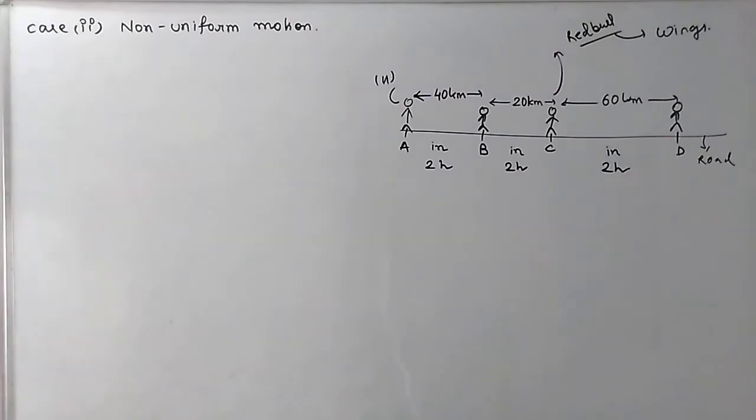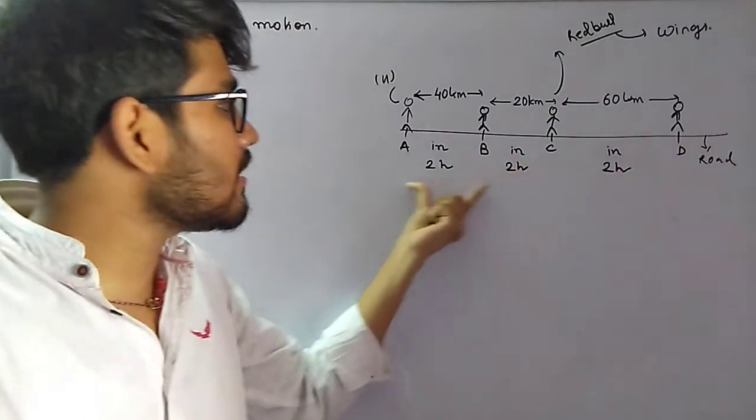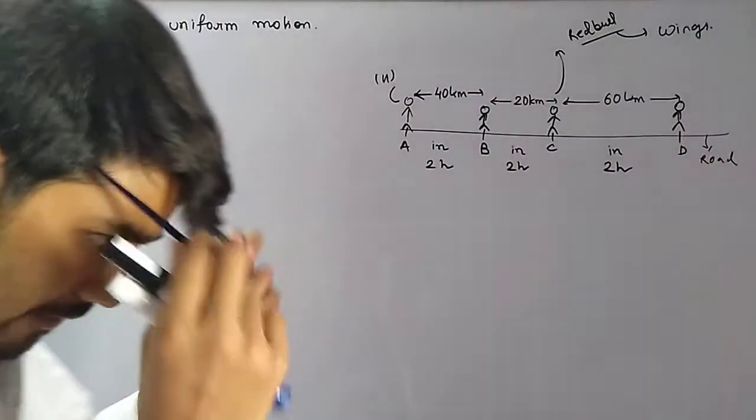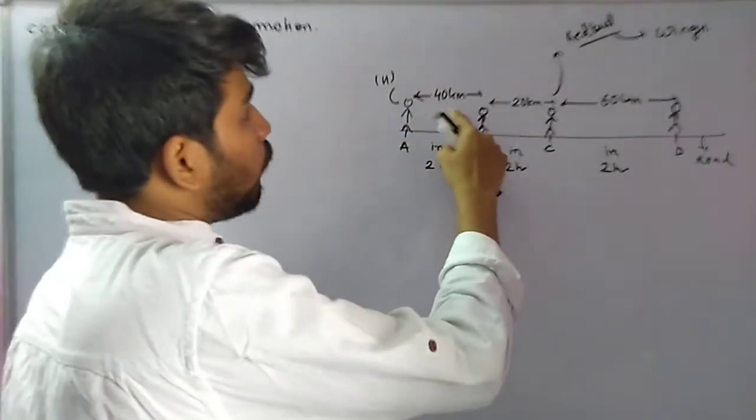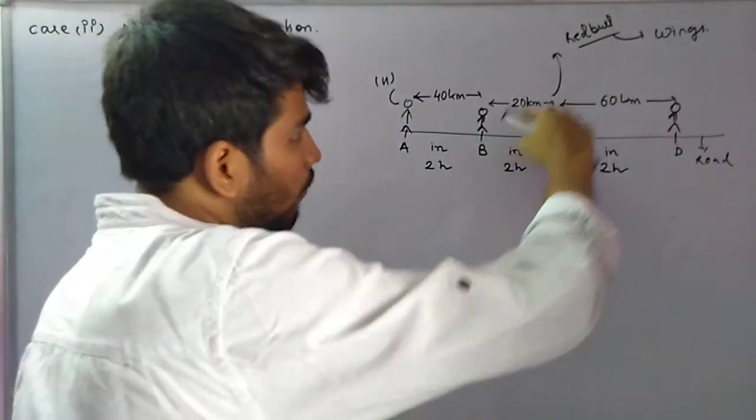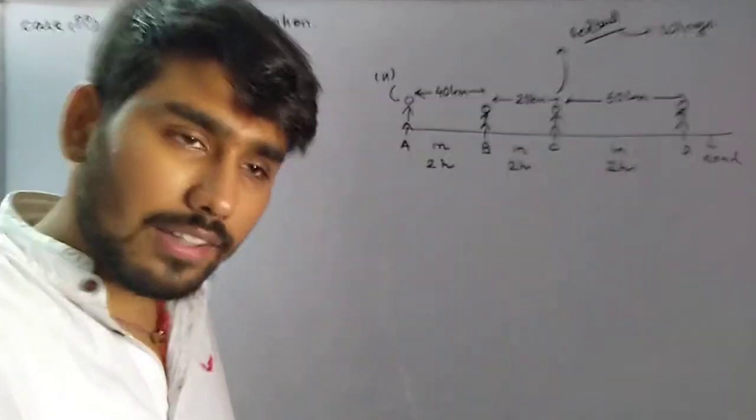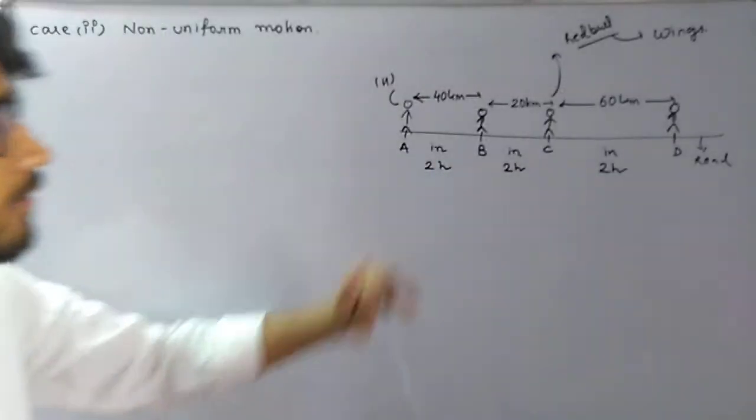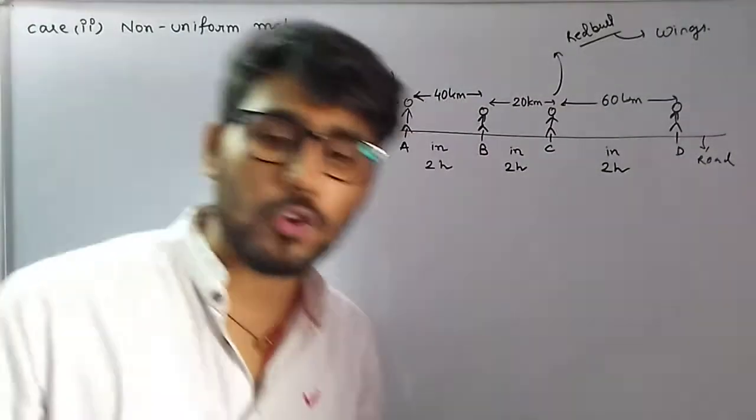Now see over here. The time interval for each duration is the same: 2 hours, 2 hours, 2 hours. But this person covers the first distance of 40 kilometer, then 20 kilometer, then 60 kilometer. That is, he is actually covering unequal distance in equal interval of time. This is the definition of non-uniform motion.